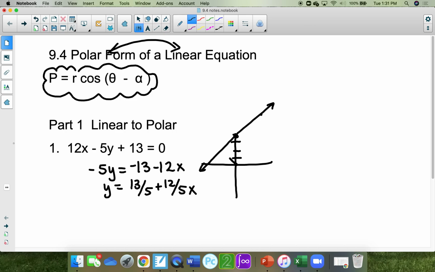From the origin to that line is the distance. This is the distance from the origin to that line, and that distance is equal to P. And the alpha is the angle it makes in the second quadrant.